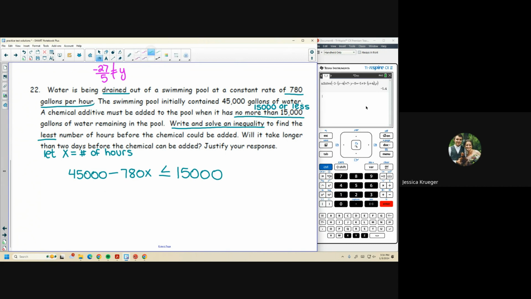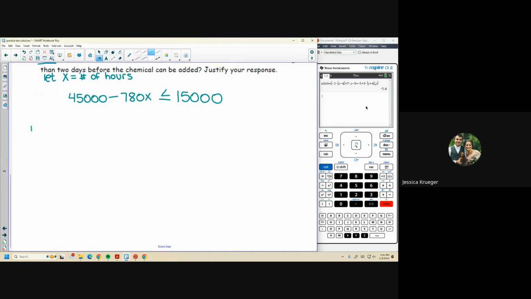In order to solve this, this is an inequality. So the first thing, I wrote my inequality. Now I'm going to solve it. First thing, if it's an inequality, I'm going to find my boundary. Your boundary tells you when 45,000 minus 780X is going to be exactly 15,000 gallons.